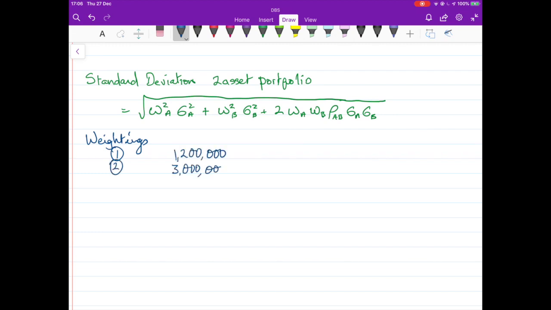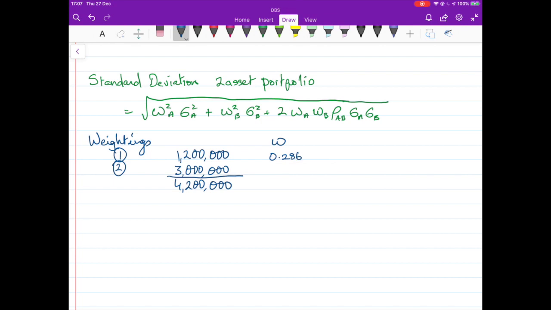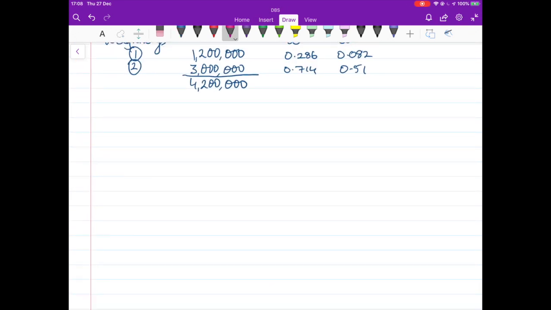In this example, we're told that the value of the content of the portfolio is 1.2 million and 3 million, which means we have a 4.2 million value overall. If you divide that 4.2 into each of the contributing amounts, it tells you what the weighting is, and it's about 28.6% to 71.4. Square those, and you get the figures you have there. So now we can take each part of that formula and work it out.